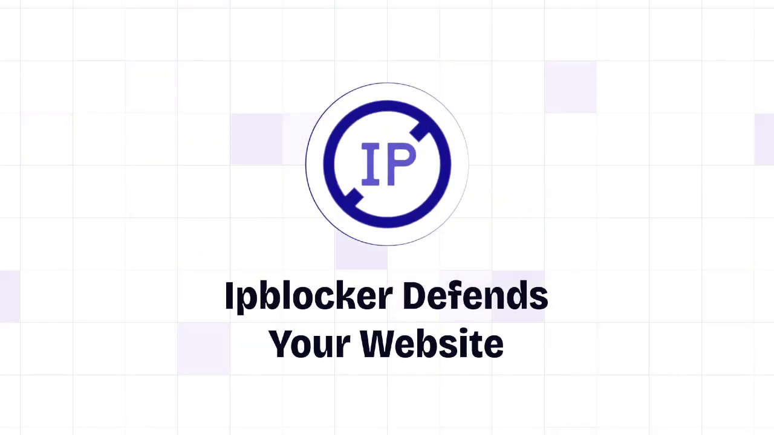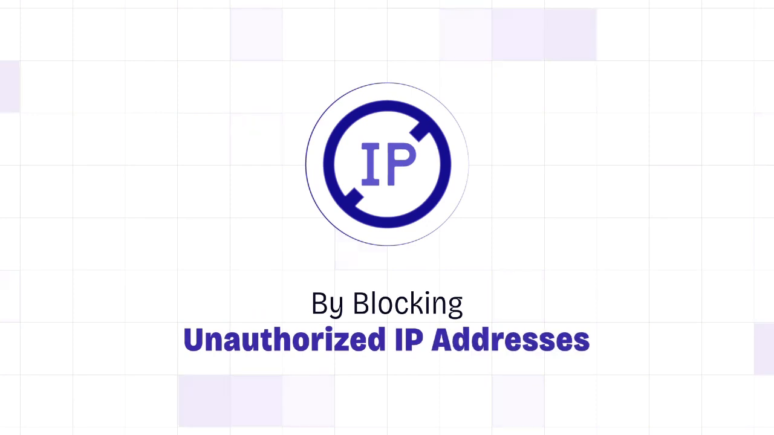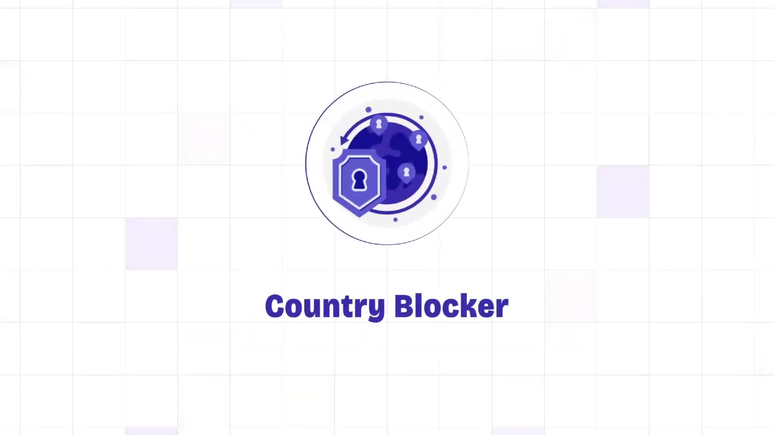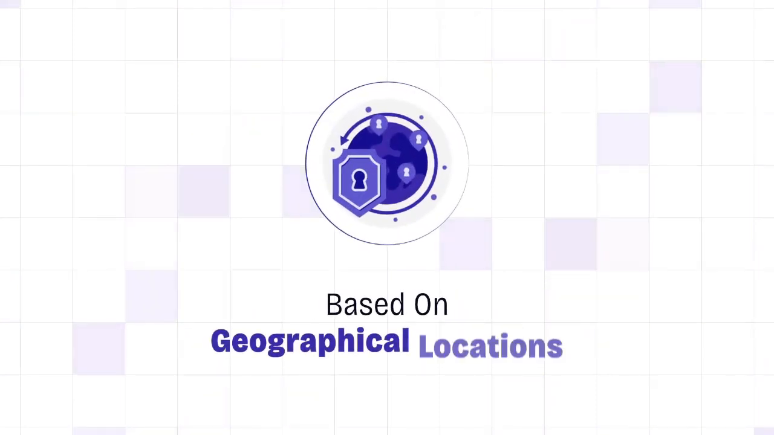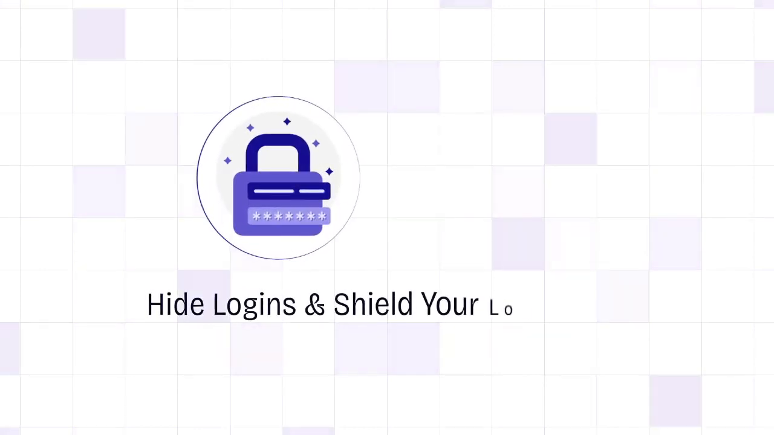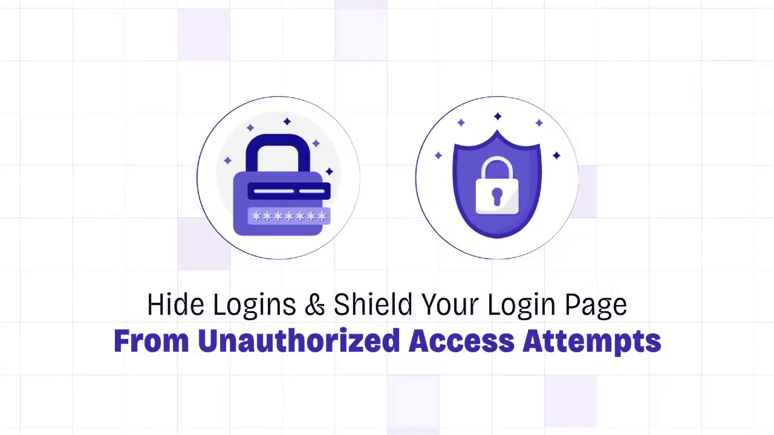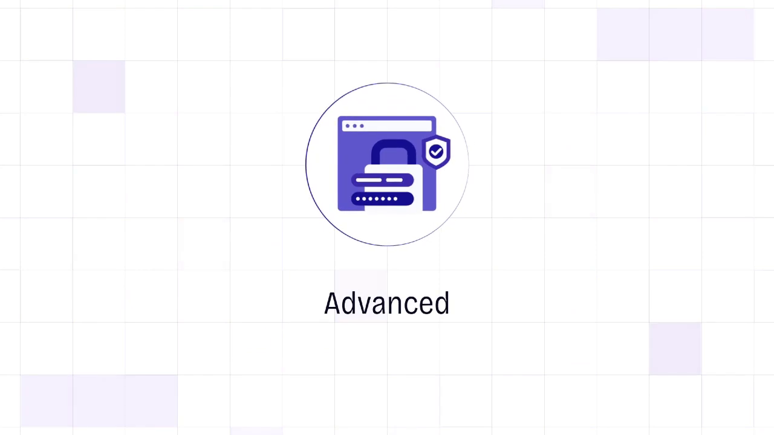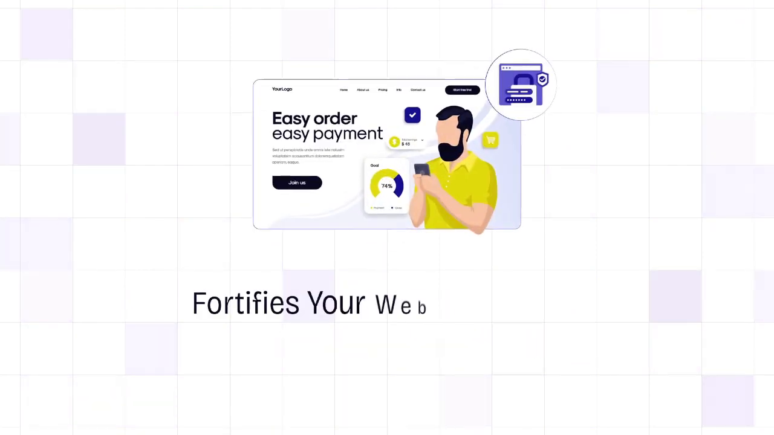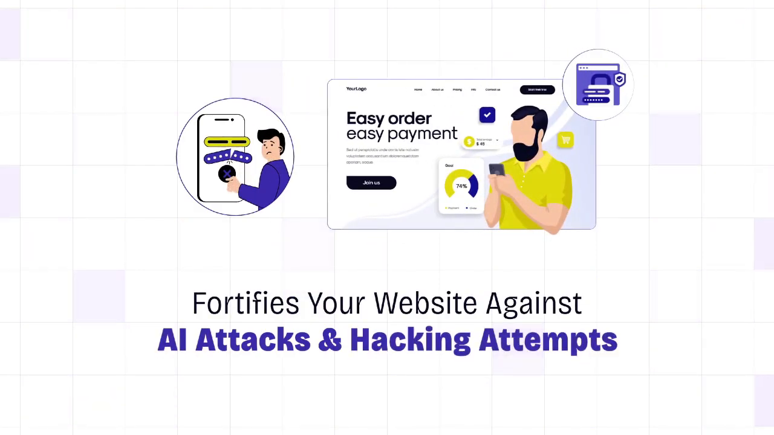IP Blocker defends your website by blocking unauthorized IP addresses. Country Blocker controls access to your website based on geographical locations. Hide logins and shield your login page from unauthorized access attempts. Advanced HT Access Hardening fortifies your website against AI attacks and hacking attempts.